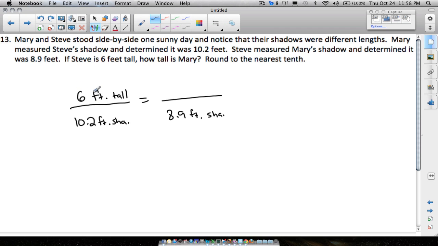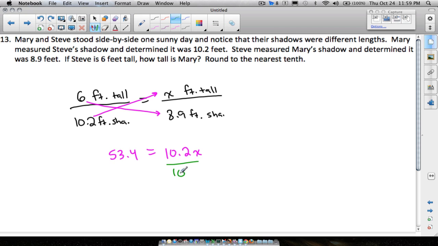Well, we know that Steve is 6 feet tall. That's his height. We want to find Mary's height, so we're going to put that on top. Mary's height is x feet tall. Let's cross multiply to solve this. 6 times 8.9, we get 53.4. Set this equal to the other cross product, 10.2 times x, is 10.2x.